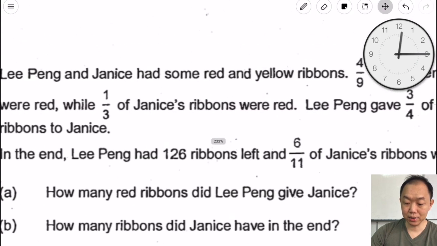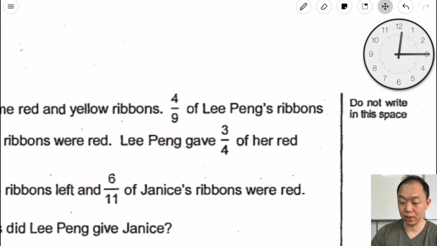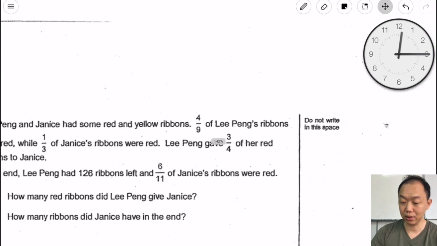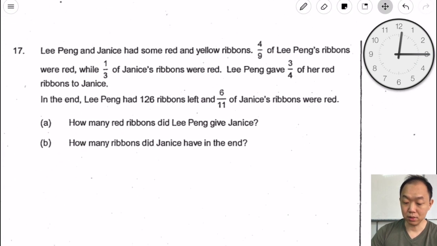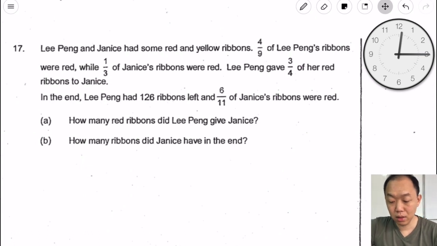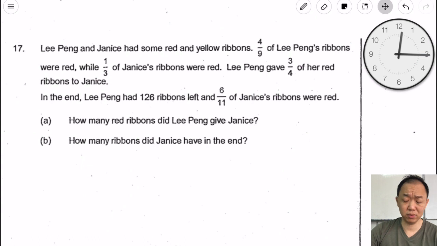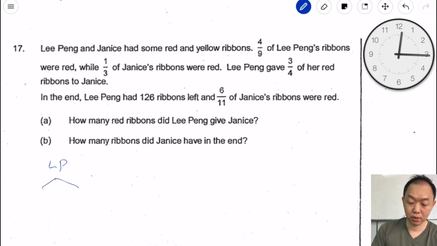Okay, Li Ping and Janice had some red and yellow ribbons. 4 out of 9 of Li Ping's were red. 1/3 of Janice's were red. Li Ping gave 3/4 of a red to Janice. In the end, Li Ping had... Okay, so just draw a diagram. Li Ping. So they both have red and yellow. 4 out of 9 of Li Ping's. So we got Li Ping. 4U. 5U.